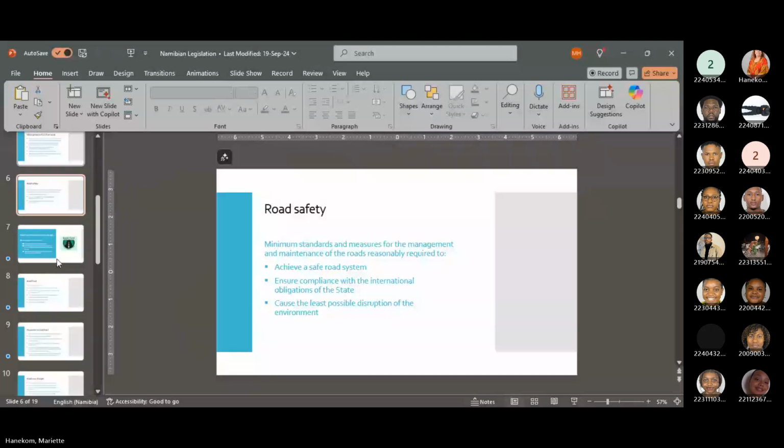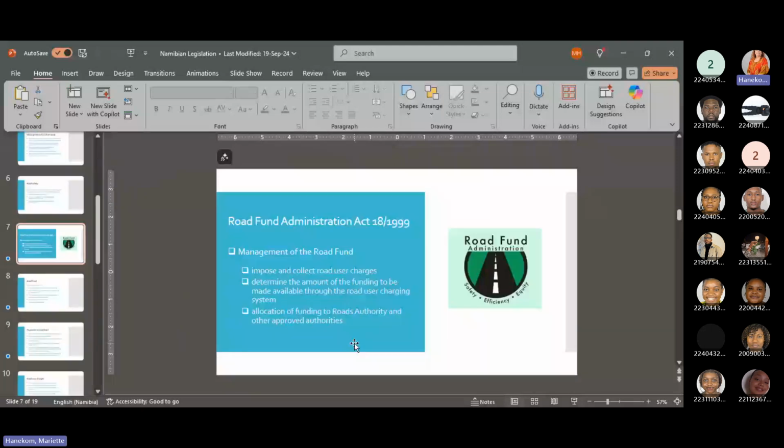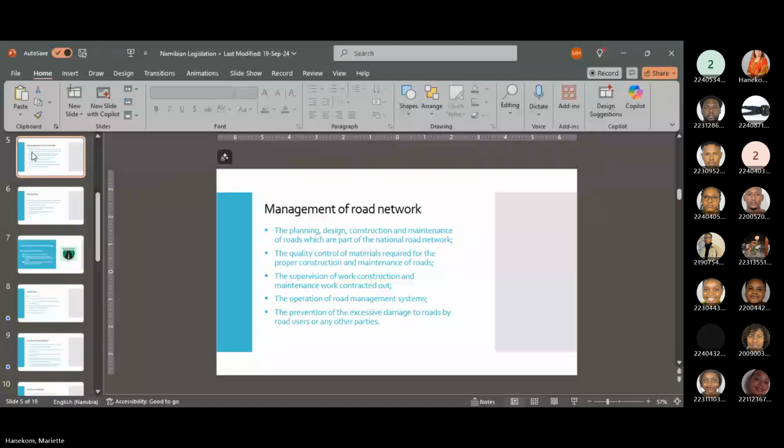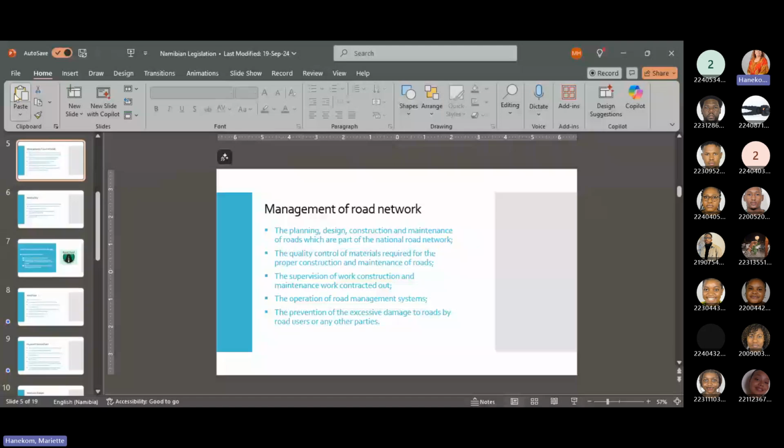Then the Road Fund Administration. The Road Fund Administration is the state-owned enterprise that holds the purse, that deals with the money. You might have noticed also, if you are paying your annual license fee for your car, you pay it to NATIS, which is part of the Roads Authority. NATIS resorts here under the operation of road management systems.